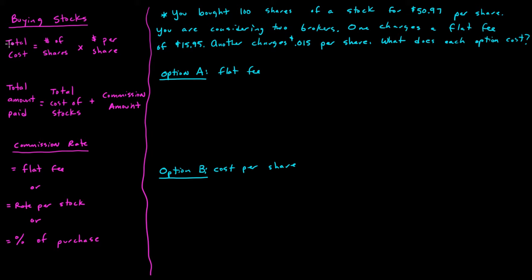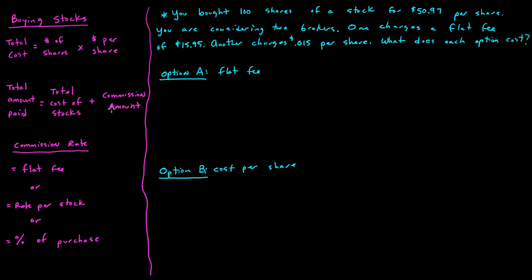So first thing you have to figure out is what's the total cost of the stock? It's going to be a number of shares that you're purchasing, maybe 10 shares. You're going to multiply that by the amount each share costs. Maybe the share is $25 a piece. So you multiply the number of shares that you're buying by the cost for each share. That's going to give you the total cost of the stocks, but for the total amount that you have to pay for that transaction, you then have to add your commission amount.